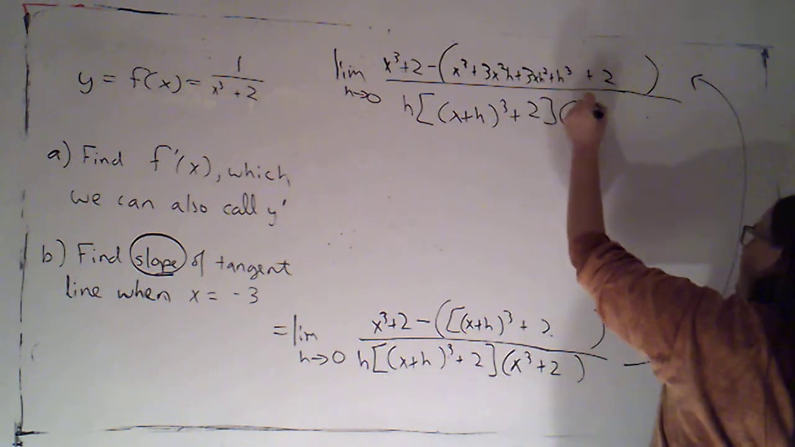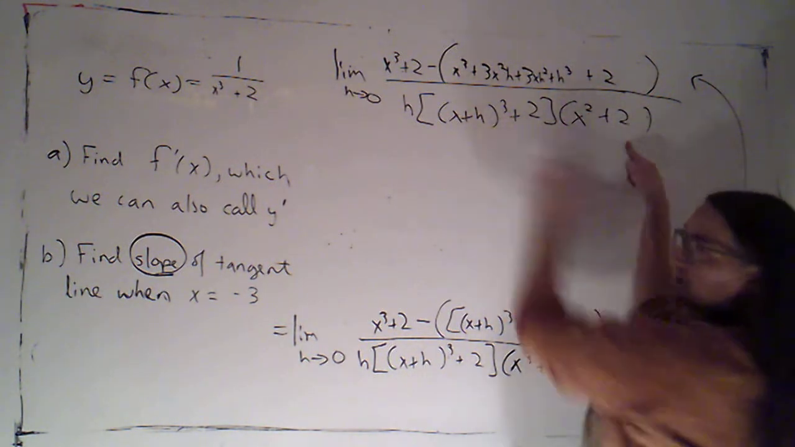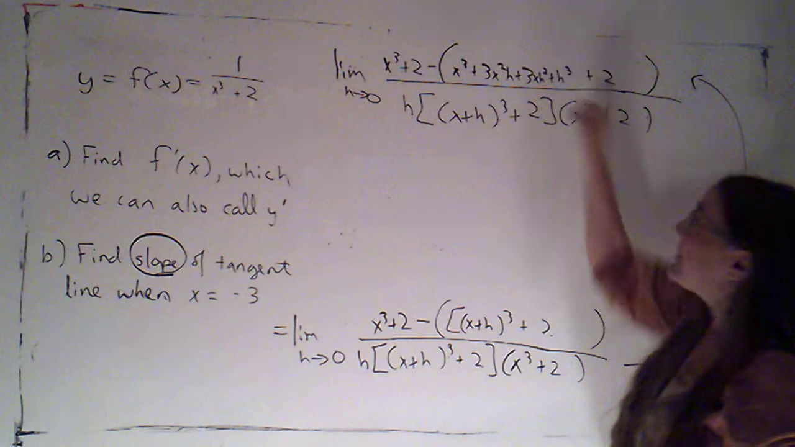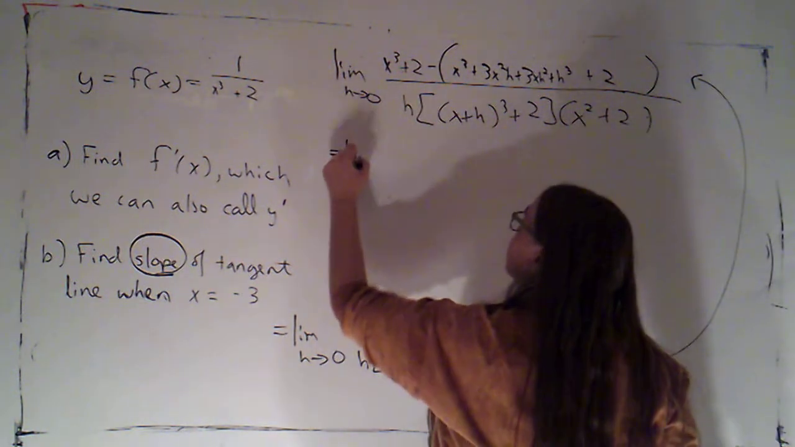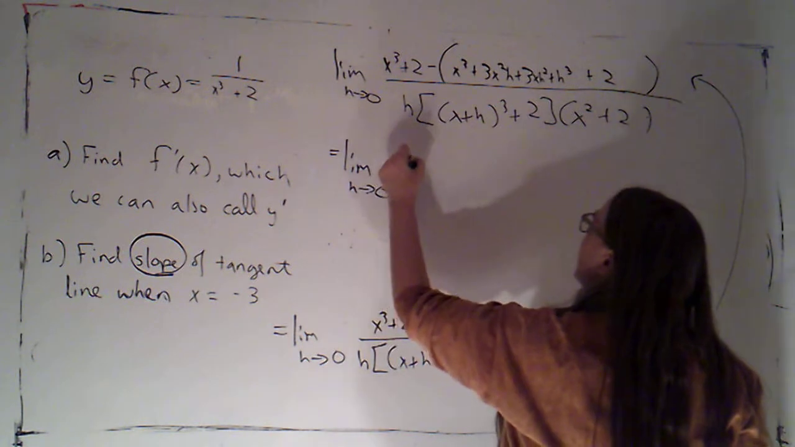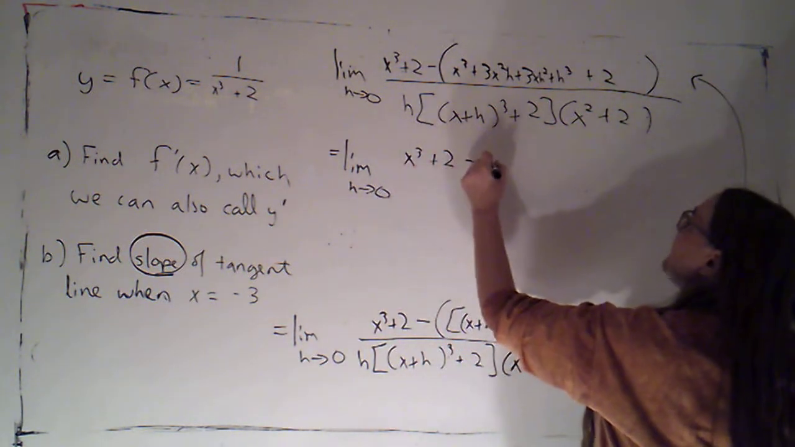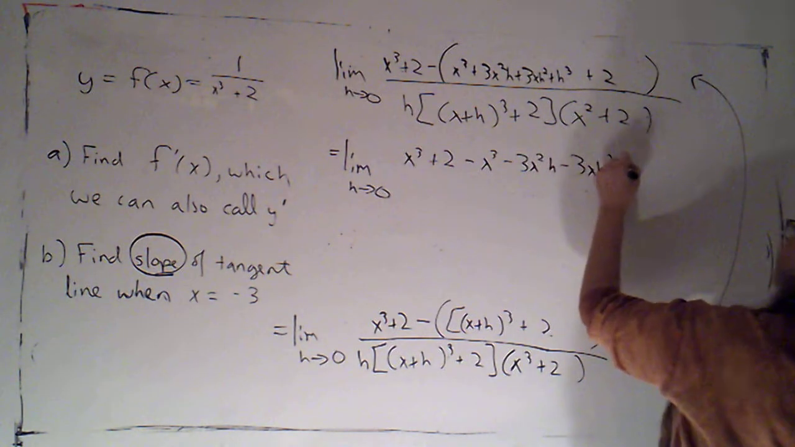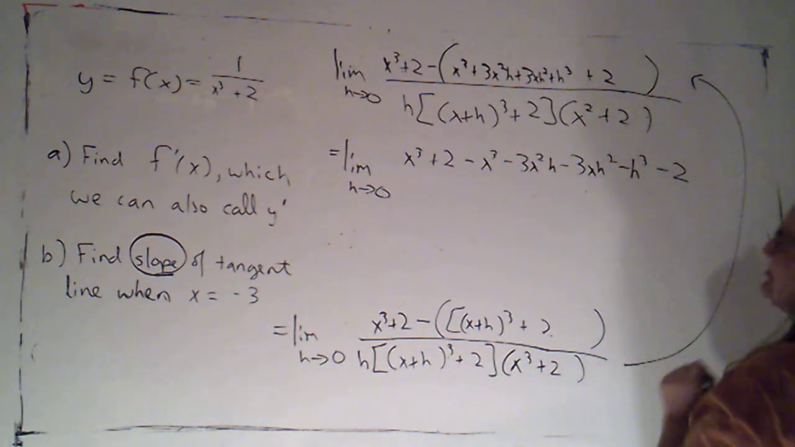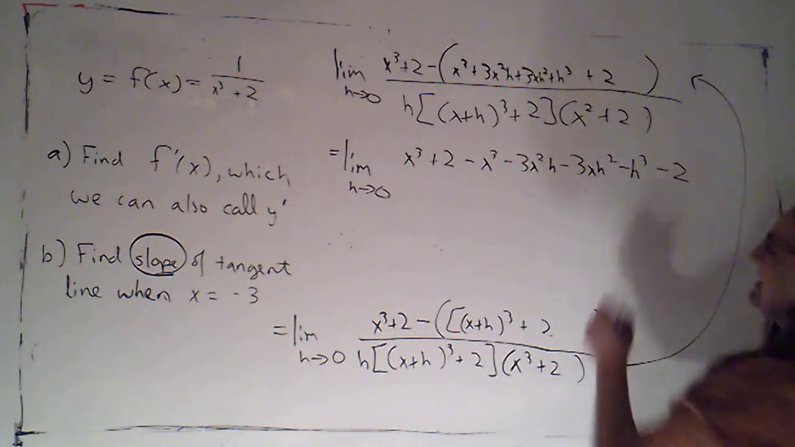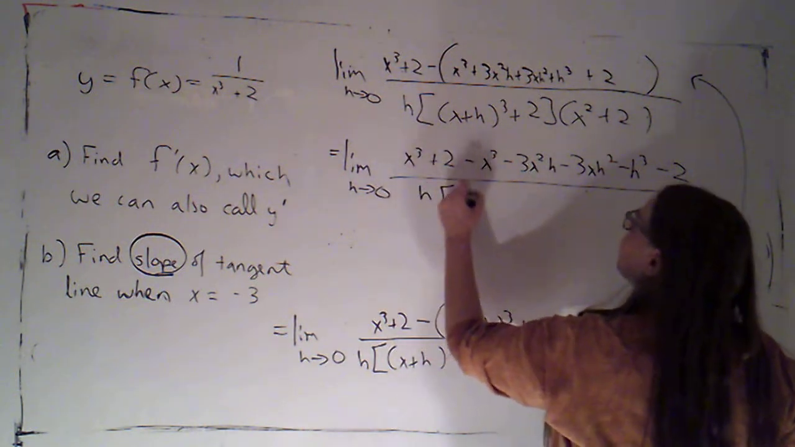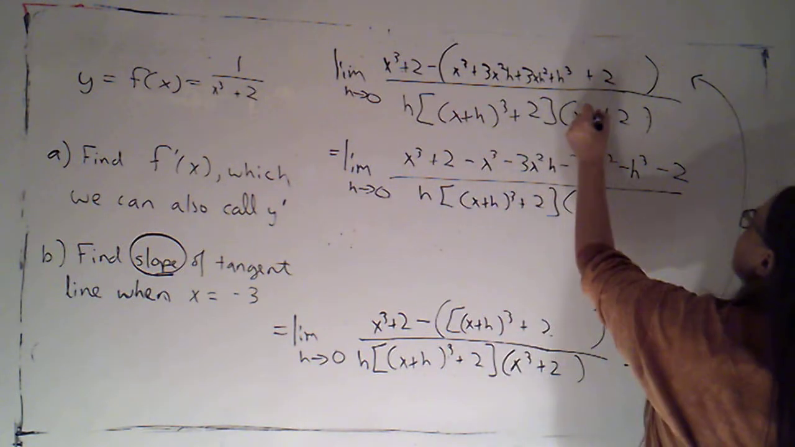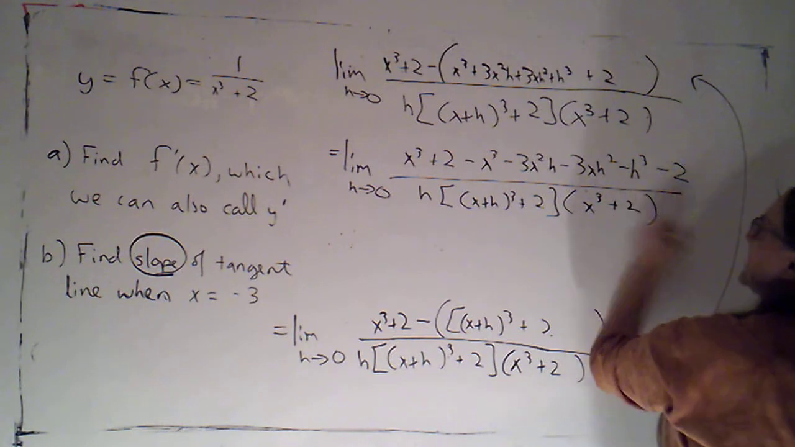The rest of the bottom here, these two factors, are basically just going to hang out until I'm able to cancel that h. All right, so now I want to distribute that negative on the top. So this is going to equal the limit as h goes to 0 of x cubed plus 2 minus x cubed minus 3x squared h minus 3xh squared minus h cubed minus 2. All of these terms become negative, over h times (x plus h) cubed plus 2, that whole quantity, times, whoops, that's an x cubed plus 2.